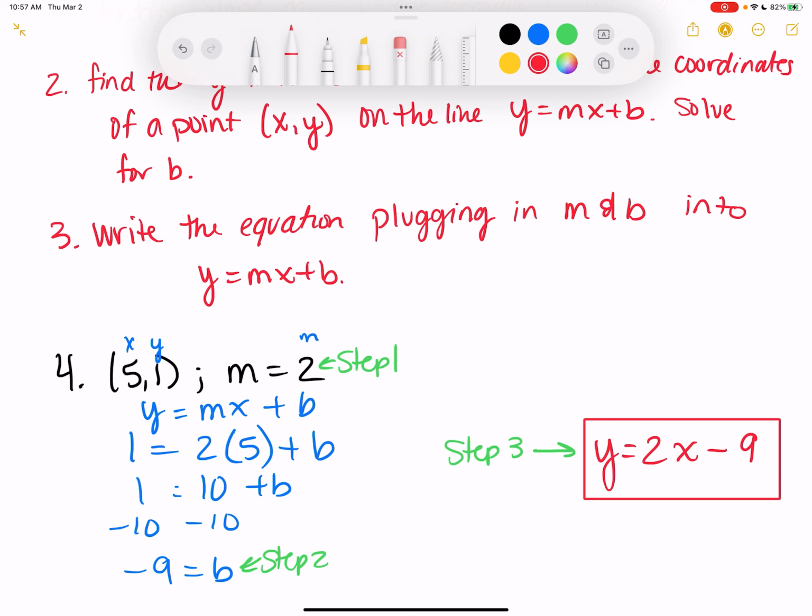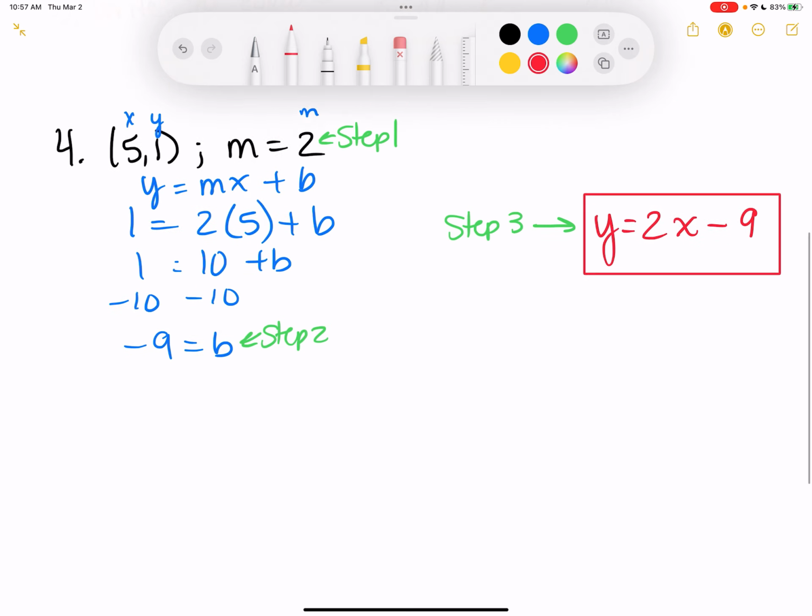Any questions about that before we do another one? It'll make sense the more that we do. If you're really confused on what I just did, it's just going to take some time. It's fine.